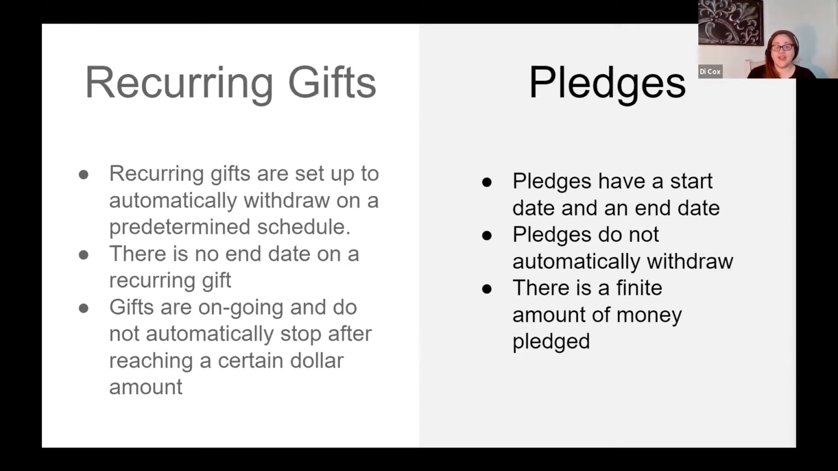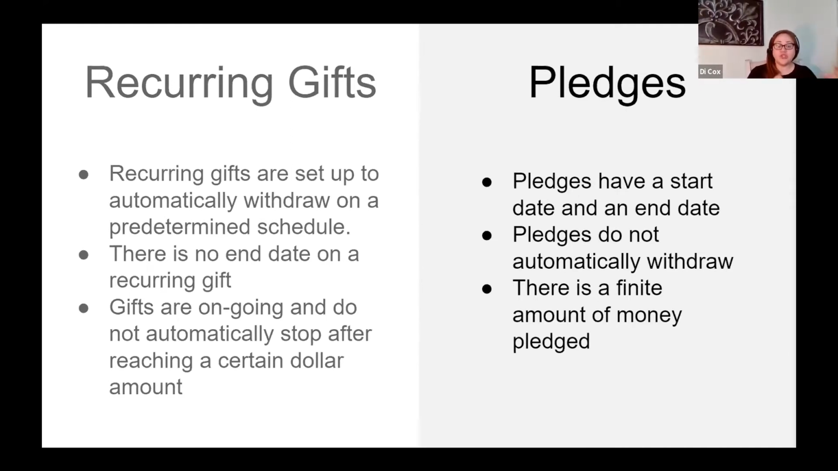A recurring gift, on the other hand, is a set amount of money that's paid on a schedule. Most of the time it's paid on a monthly schedule, but not always. It can be on other schedules as well. And they should be part of your long-term strategy. So there's no start and end date with them. People are just going to give until they decide they no longer would like to give.